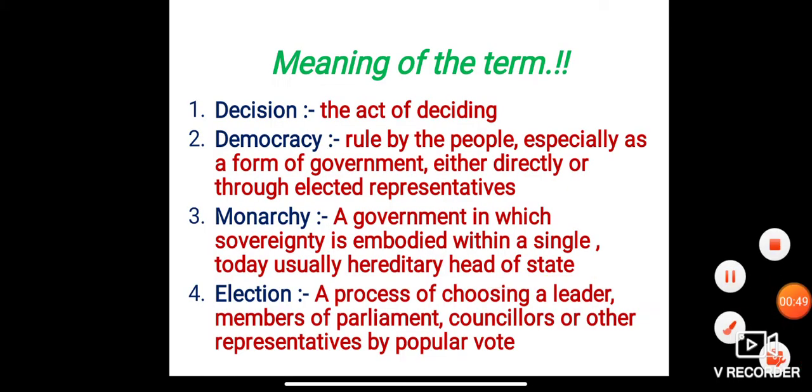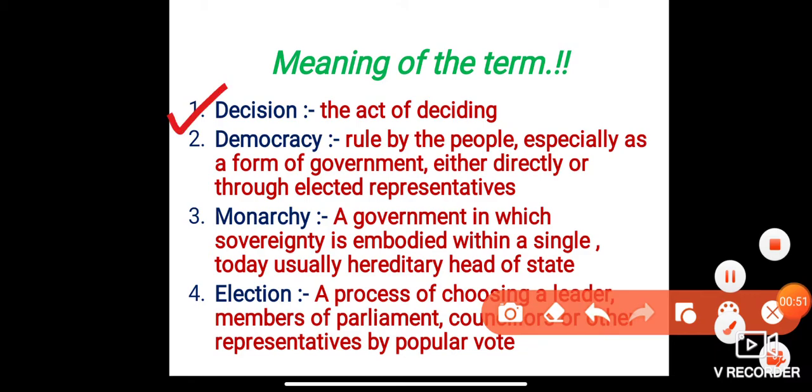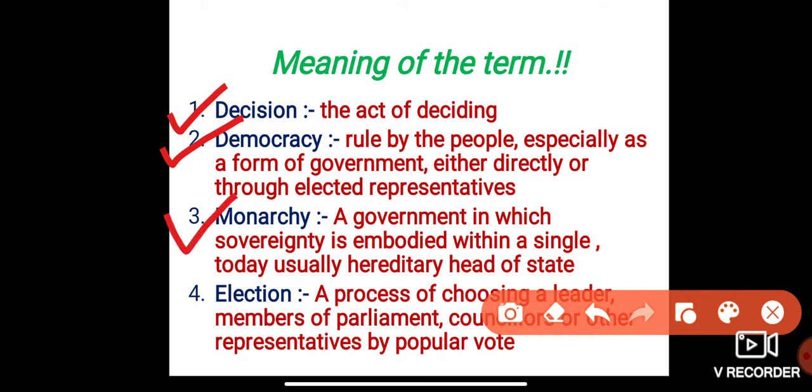So what is the meaning of decision? Decision is the act of deciding. Alright. And what is democracy? That is rule by the people, especially as a form of government that is either directly or through elected representatives. And what is monarchy? A government in which sovereignty is embodied within a single, today usually hereditary, head of state. They are known as monarchy.